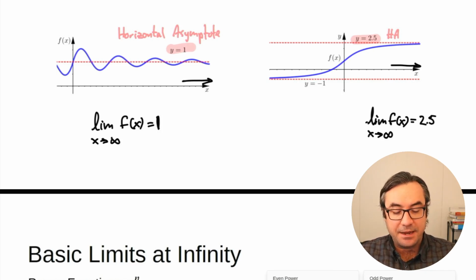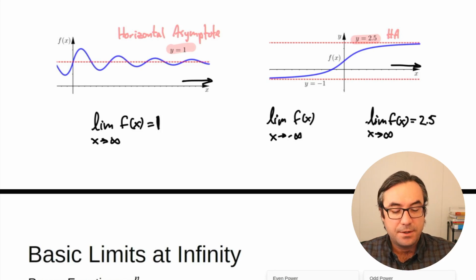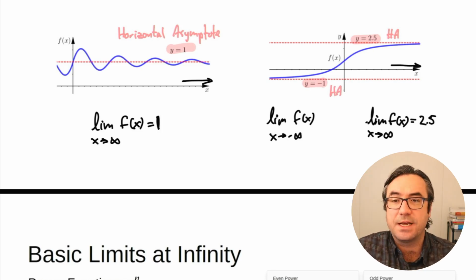Now if we look in the other direction, as x gets large negative, it looks like the height of our curve is getting closer and closer to the value of -1. So the curve itself is getting closer and closer to the line y equals -1, and that is also a horizontal asymptote. So this graph has two horizontal asymptotes.